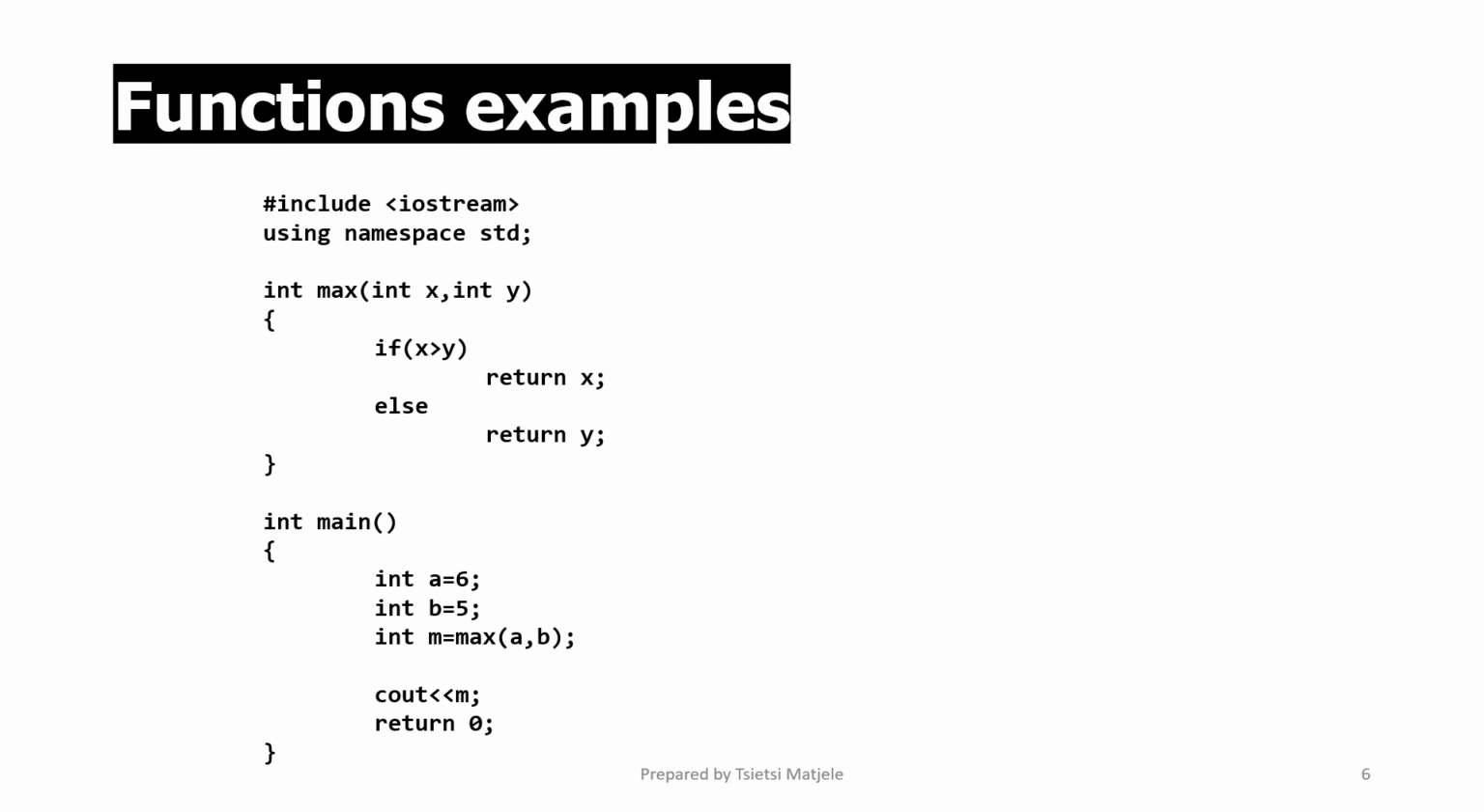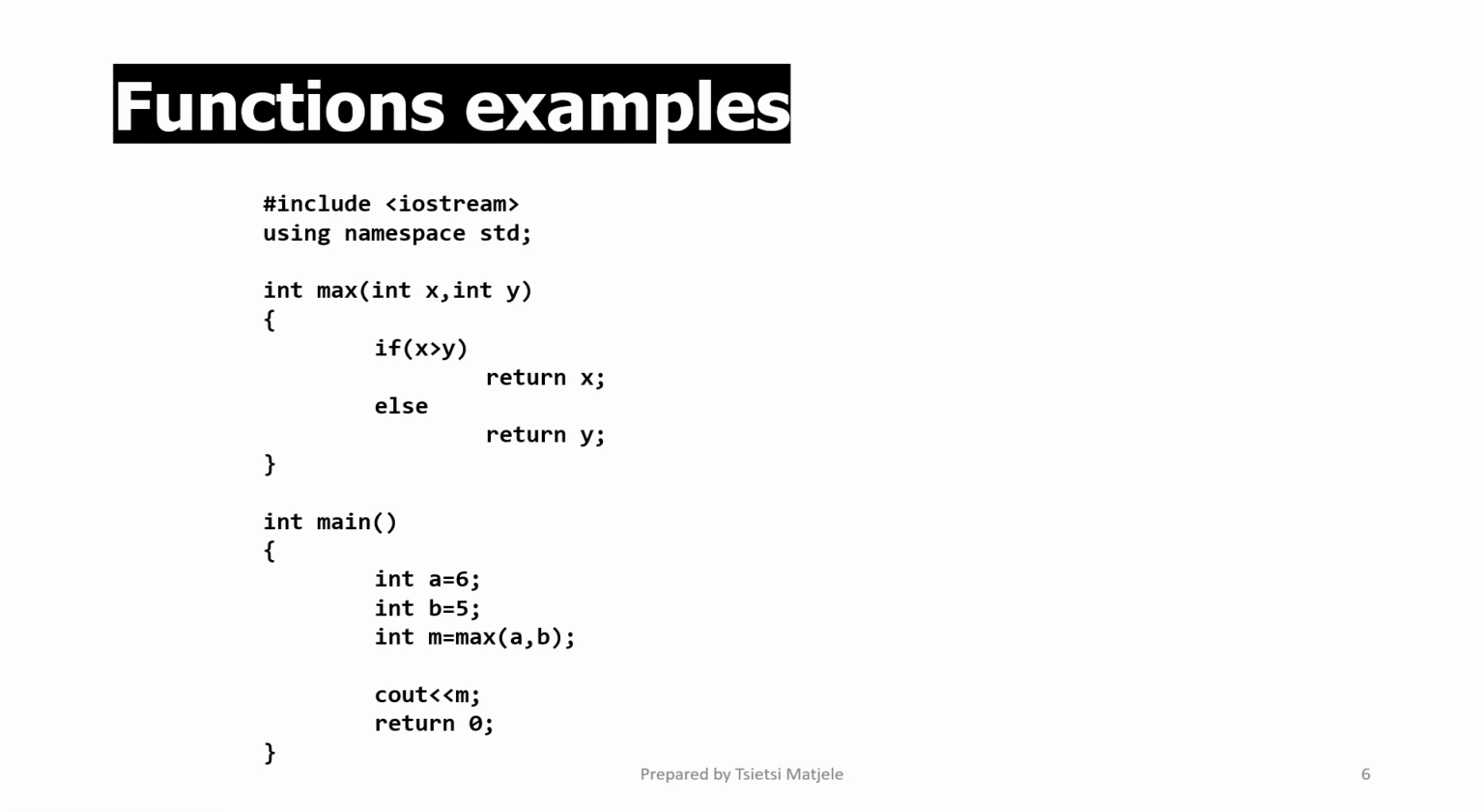This is our C++ program. So these are our header files: #include <iostream>, using namespace std. Then we have our function. Our function is called max.